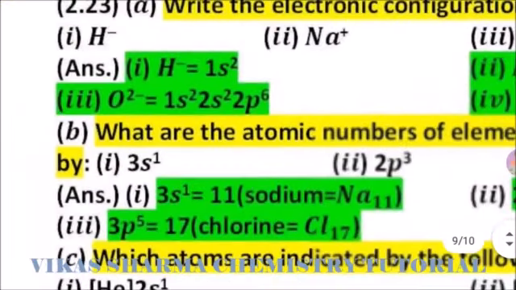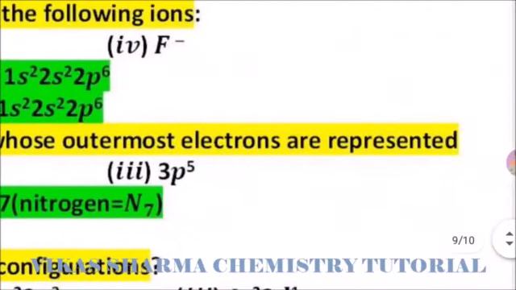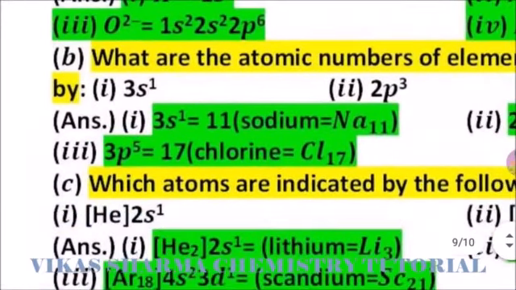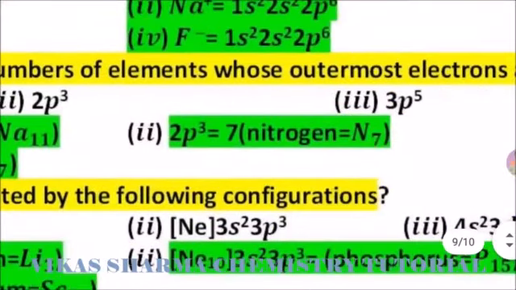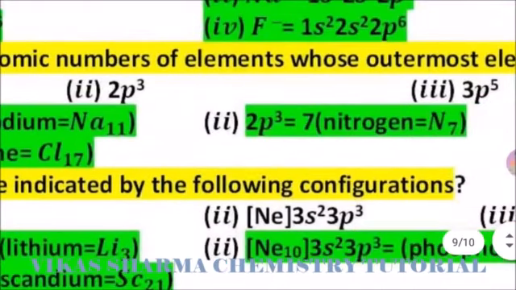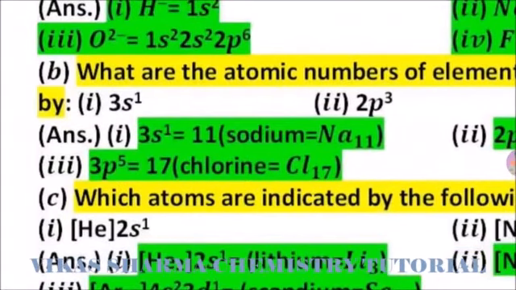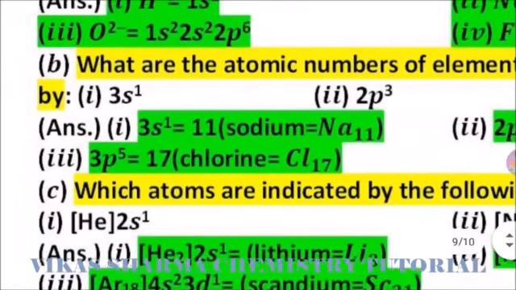The next question: what are the atomic numbers of the elements whose outermost electrons are represented by 3s1, 2p3 and 3p5? So students, 3s1 means 11 is the number of electrons, so it belongs to sodium. 2p3, the number of electrons is 7, it belongs to nitrogen. 3p5, the number of electrons is 17, so it belongs to the chlorine atom.